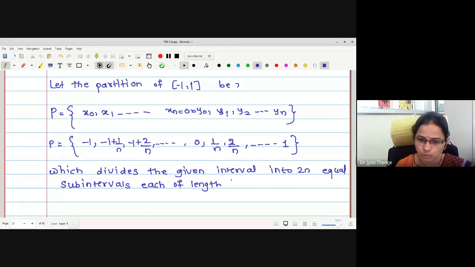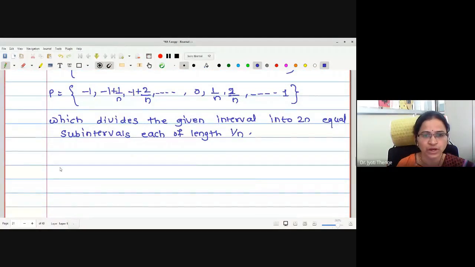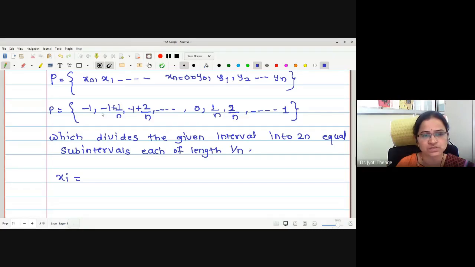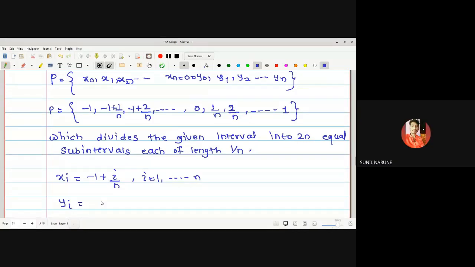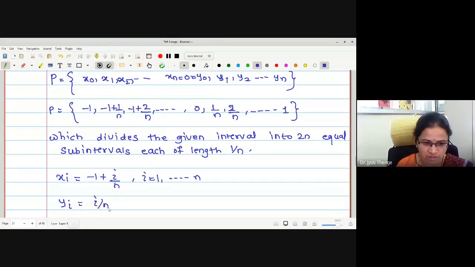Now let us proceed to write down what is xi. What is xi? x1 is -1 plus 1 by n, x2 is -1 plus 2 by n, so xi is -1 plus i by n for i equals 1 to n. What is this point yi? It is i by n for i equals 1 to n.